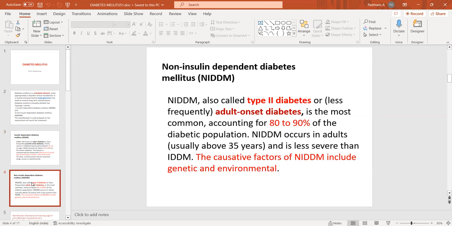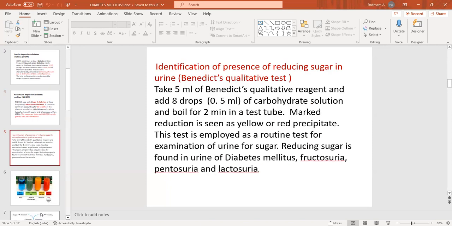Non-insulin dependent diabetes mellitus is otherwise called type 2 diabetes. This adult onset diabetes is the most common, accounting for 80 to 90% of the diabetic population. It occurs in adults, usually above 35 years, and is less severe than insulin-dependent diabetes mellitus. The causative factors of non-insulin dependent diabetes mellitus include genetic and environmental factors.